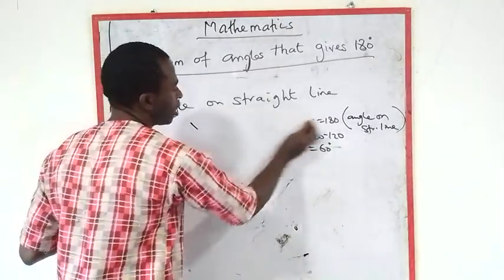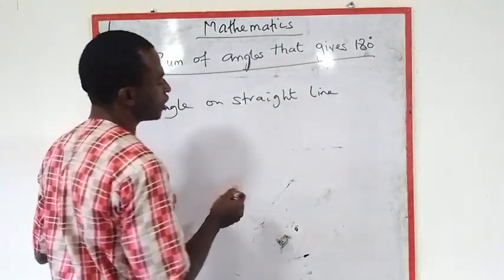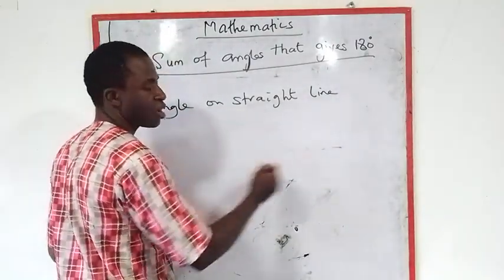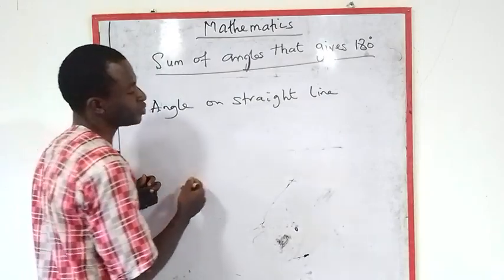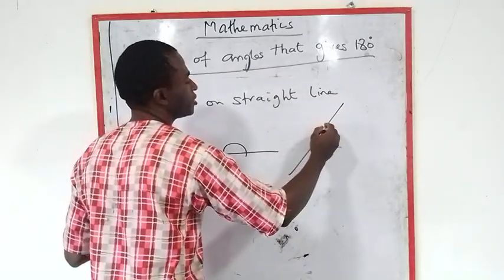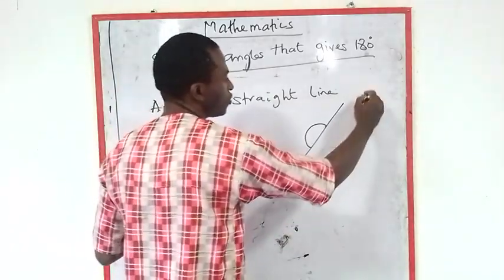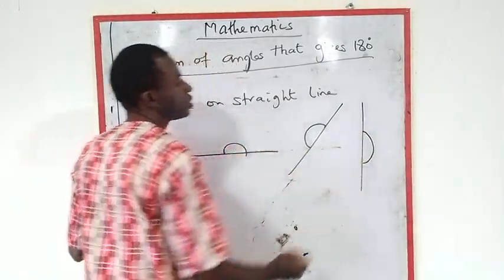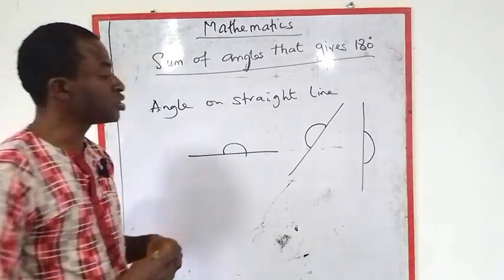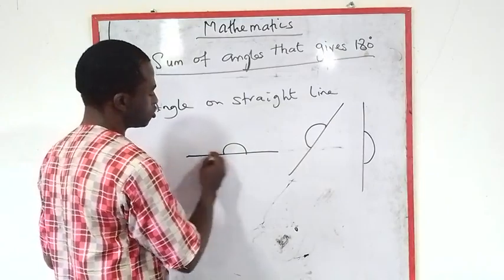Let me give another explanation to this. Sometimes people get confused because they are used to horizontal lines, thinking that is the only case of a straight line. A straight line can be like this. The major thing you need to know is that it could even be vertical. You just need to know that the angle is actually on a straight line.